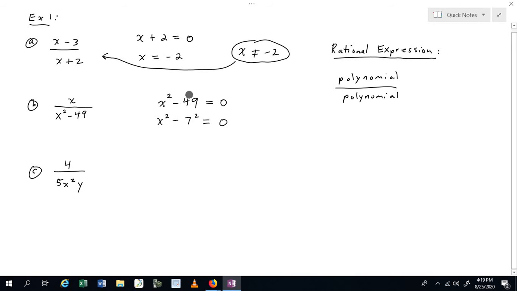The square root of 49 is 7. So you can think of this as 7 squared. That's the same as 49. So if you remember in the difference of squares, a squared minus b squared is equal to a plus b times a minus b. Okay, and in this case, a is x and b is 7. And so this would factor into x plus 7, x minus 7.